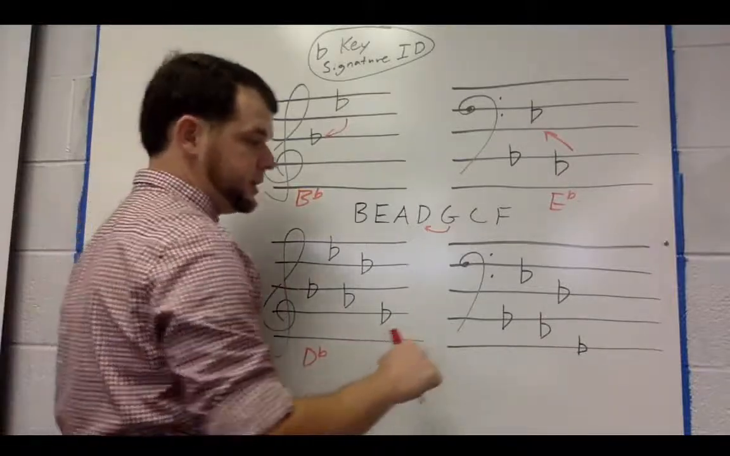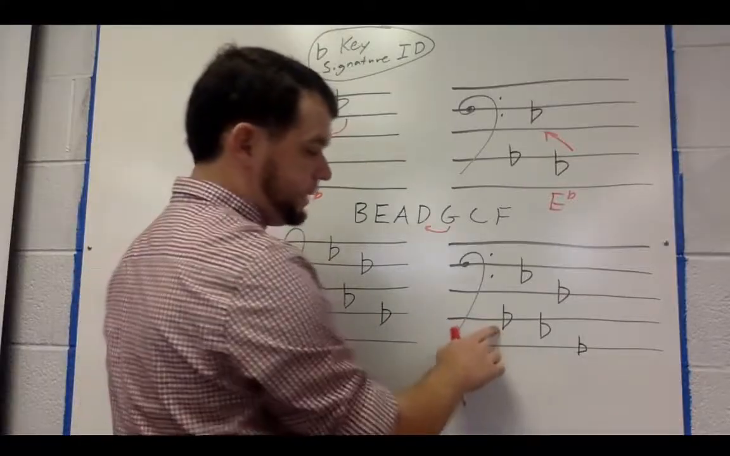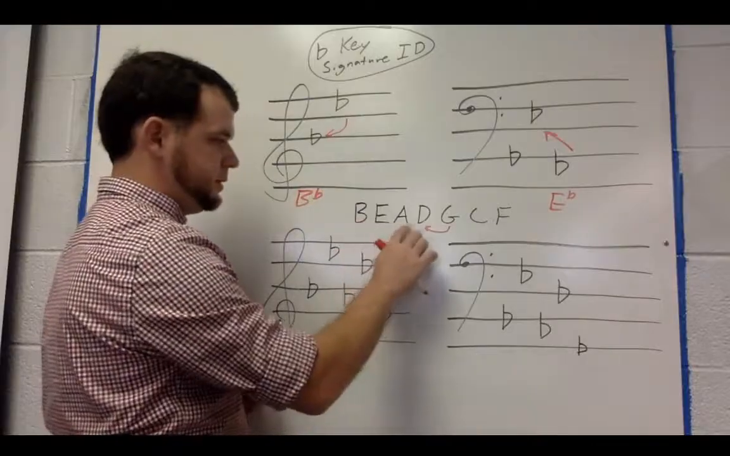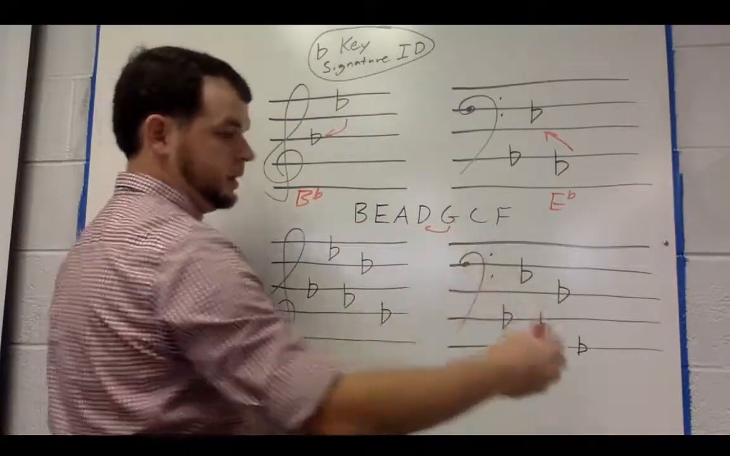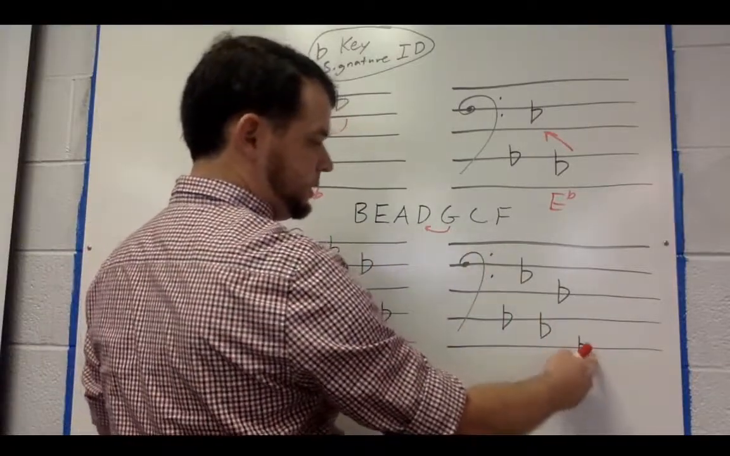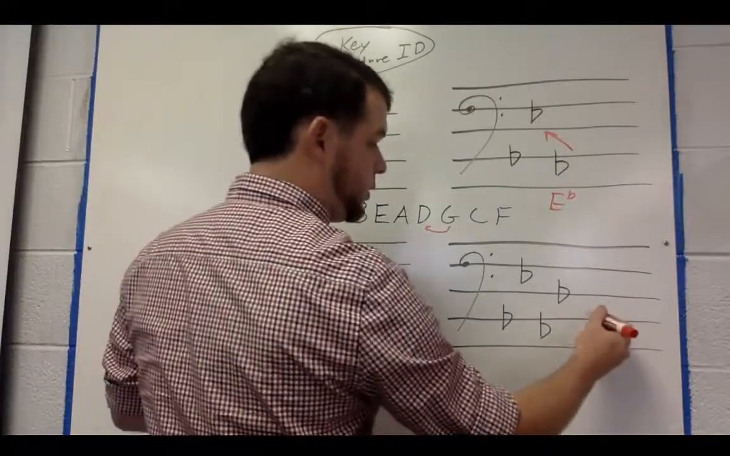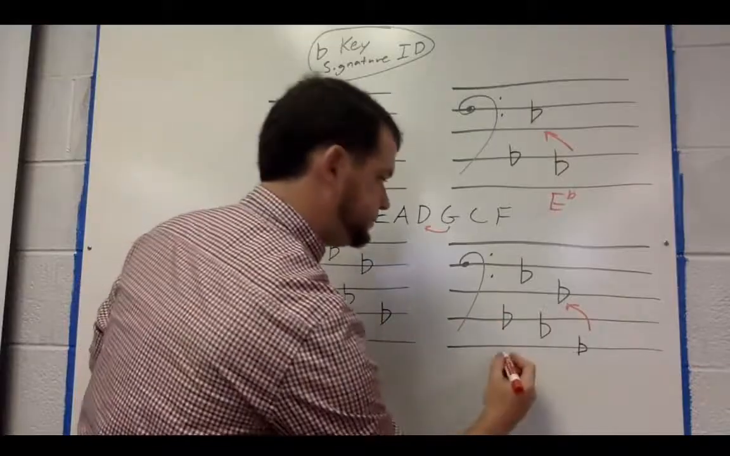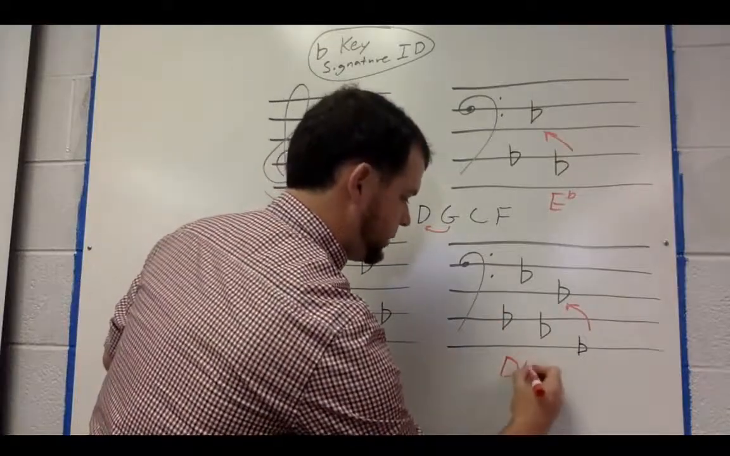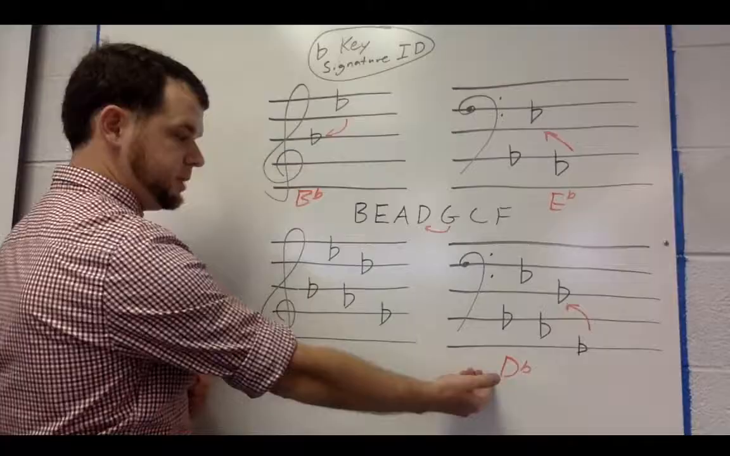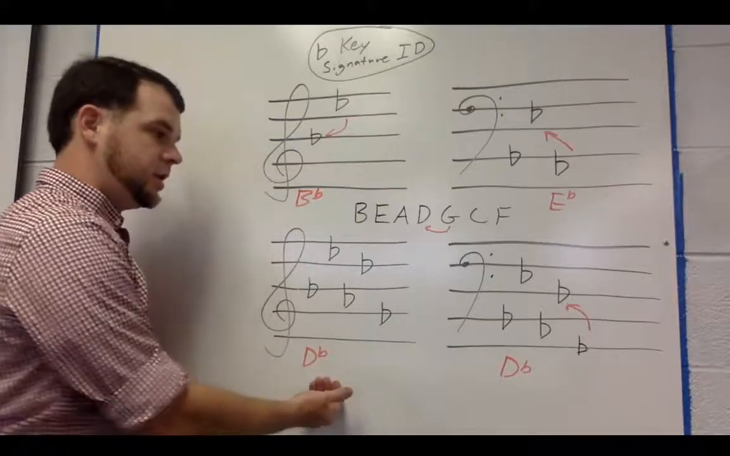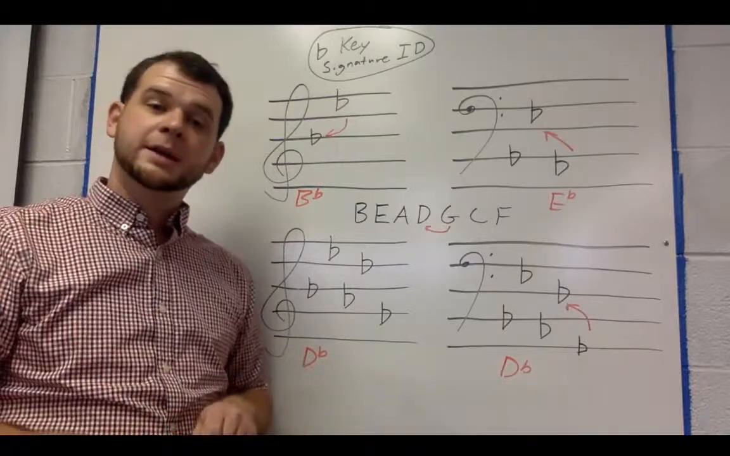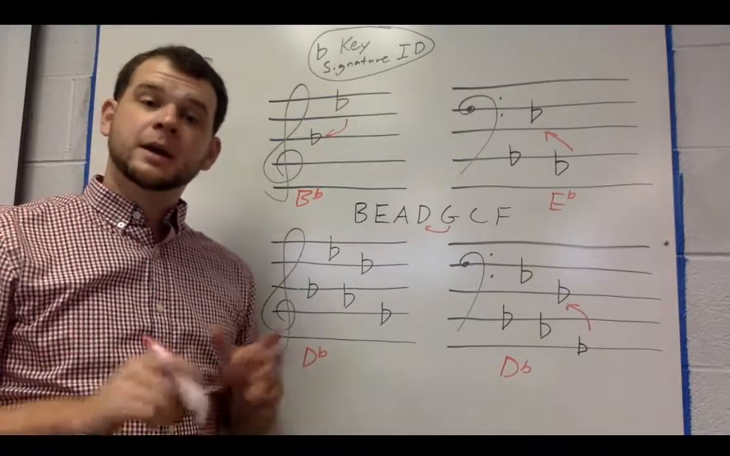Our final example in bass clef is 5 flats, B, E, A, D, and G. That's 1, 2, 3, 4, and 5. And we end up with the G flat being the last flat. If we fall back one, that takes us to D flat, which again is the name of the key. So you have D flat in bass clef, and you have D flat in treble clef. Both of them have the same 5 flats in the same order. And that's how you identify flat keys.